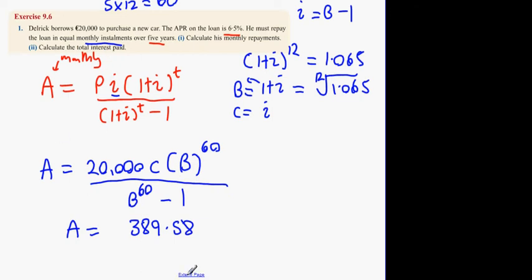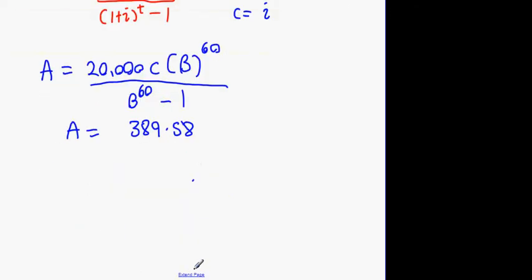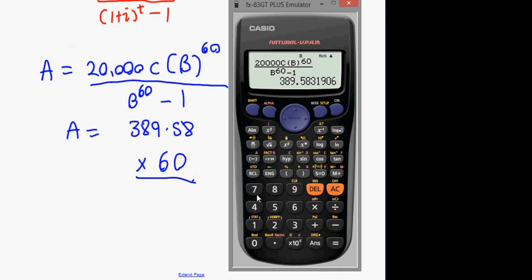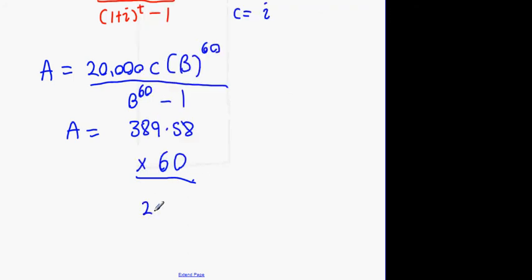Well, we pay that per month, and we're going to be paying this amount for 60 months. So we're going to multiply this by 60, and what we get is 23,375. So 23,375 is what we pay in total.